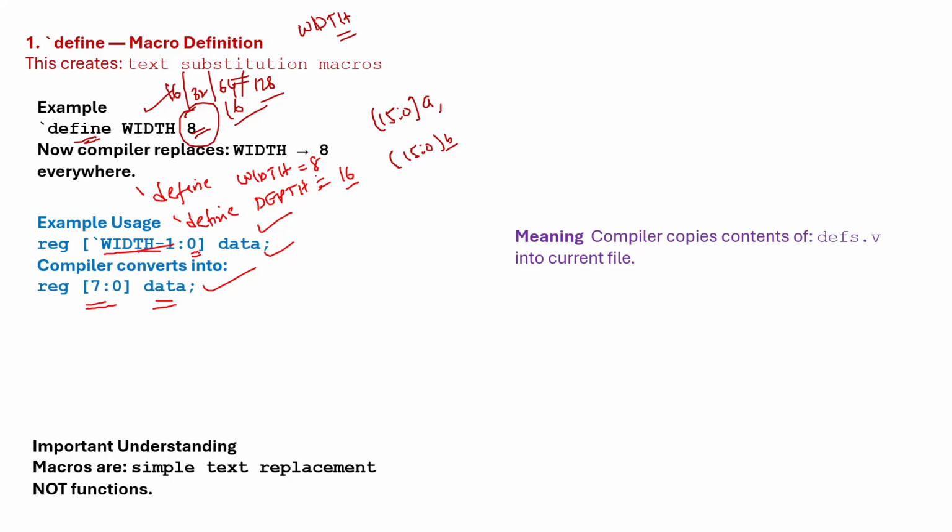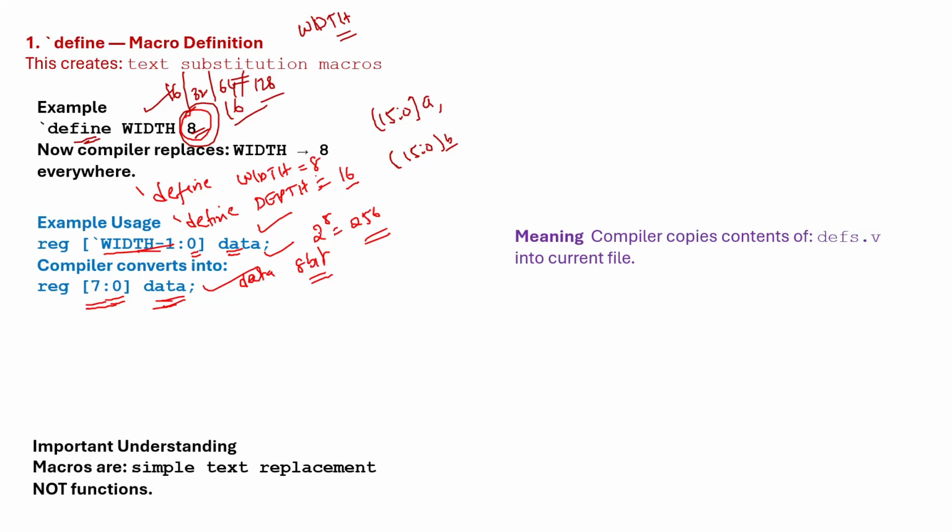Tick width minus 1 down to 0 data. If you are considering width 8, then the compiler takes it as 7 down to 0 of data. That means this data is capable of storing 8 bits. 8 bit means 2 power 8, and 2 power 8 means 256, so values from 0 to 255 can be stored.